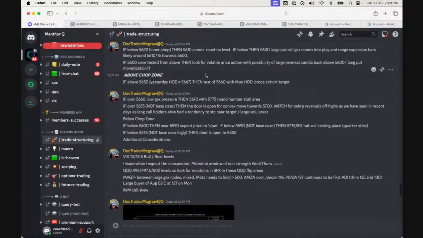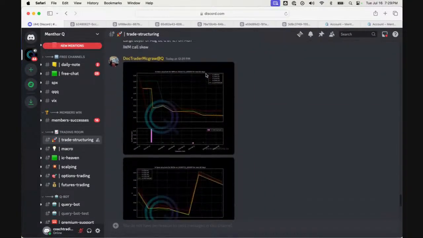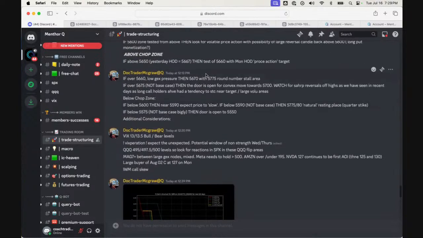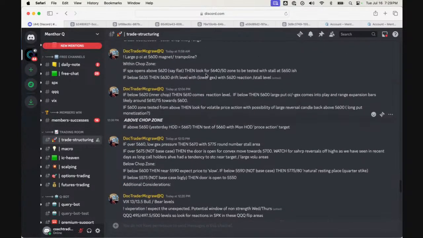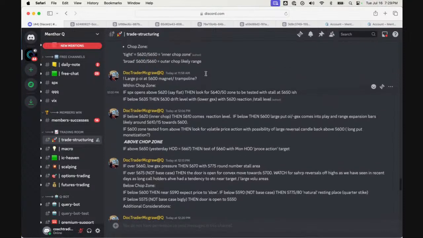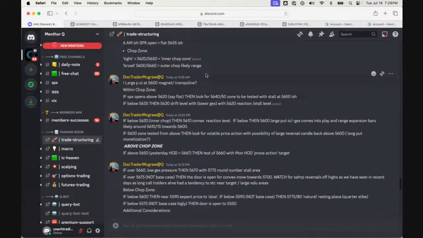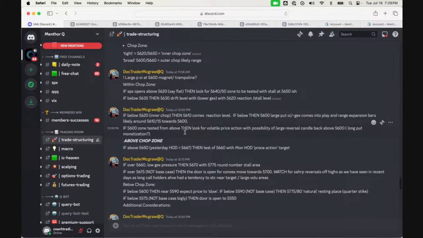So the inner chop zone was 56. Let's scroll back a little bit and see how I start my day here. Okay, the tight chop zone was 56.20, 56.50, broader 5600, 5660. And indeed, we held within those levels. Where did I get those numbers from? From the SPX TradingView chart.